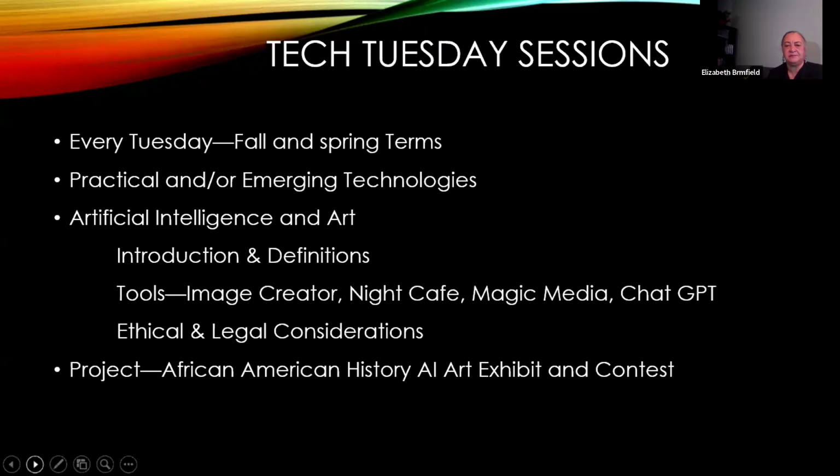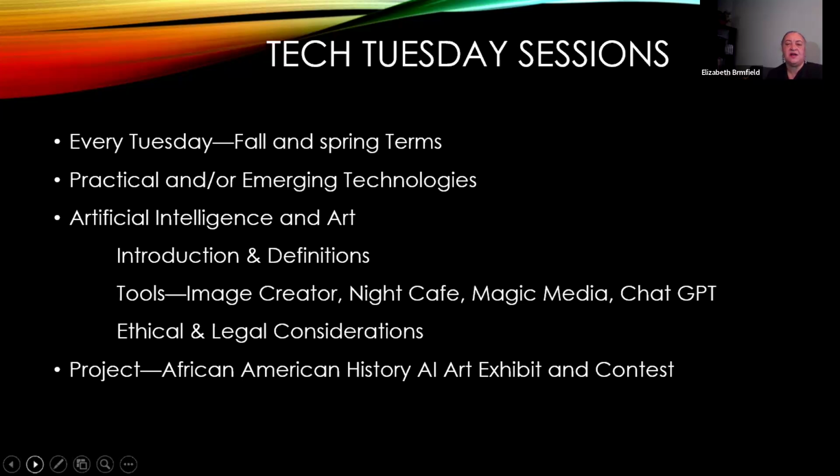So we started with an introduction, getting people introduced to what is AI, how to use AI, and some definitions of the difference between generative AI as opposed to other AI. We had sessions on how to use the tools to create art, like Image Creator, Night Cafe, Magic Media, and ChatGPT, the fourth version, which also allows you to create video. And we included discussions on ethical and legal considerations.